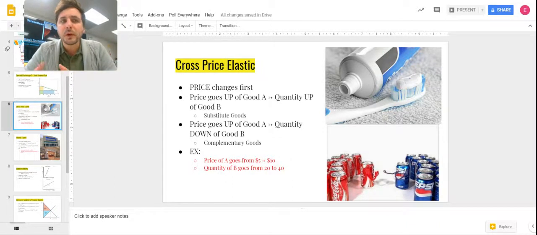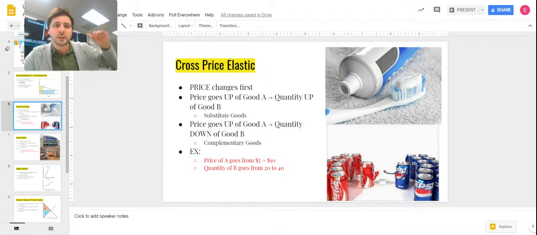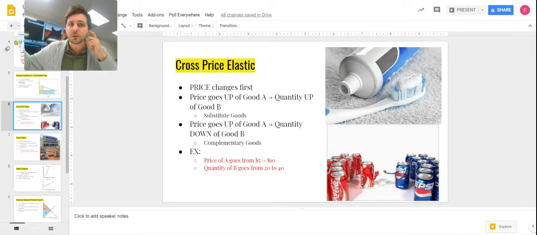So remember, when we're talking cross-price elasticity, we're looking at two related goods. We're looking at how the change in the price of one good results in the change in the quantity demanded of another good, right? And so price always leads the way. When you're thinking about this logically, price has to change in one product in order to trigger a change in the quantity of another product.